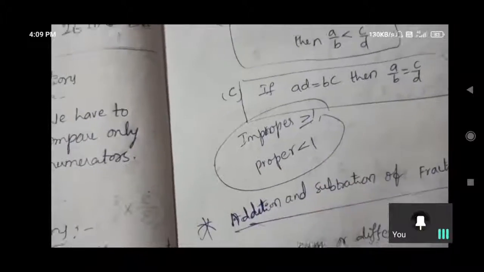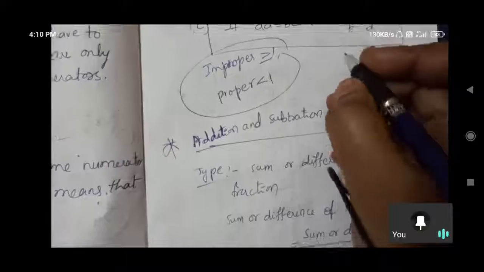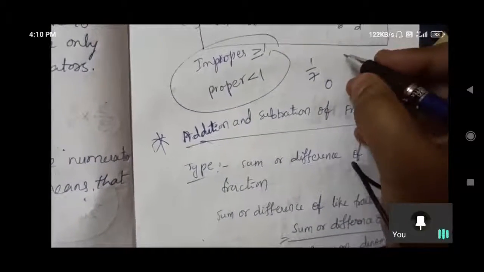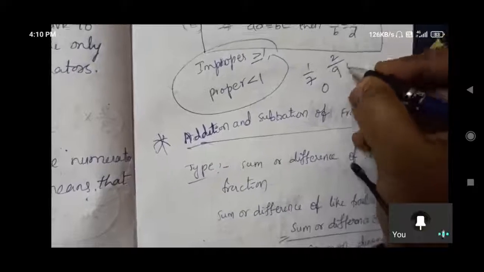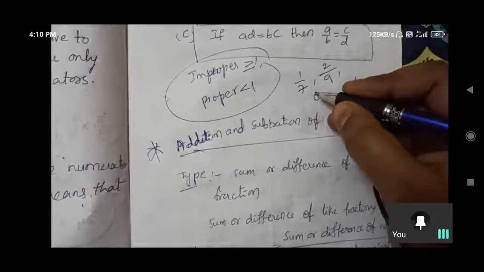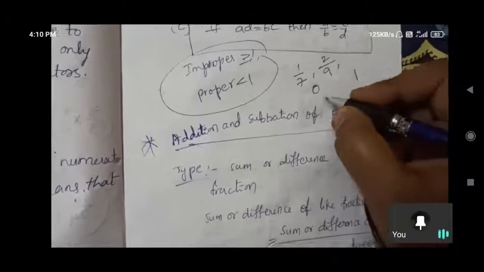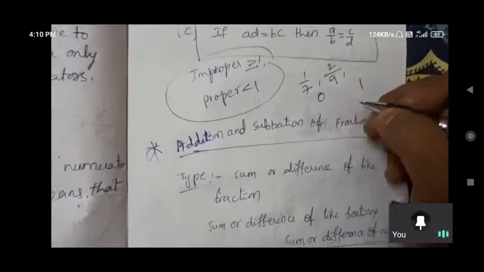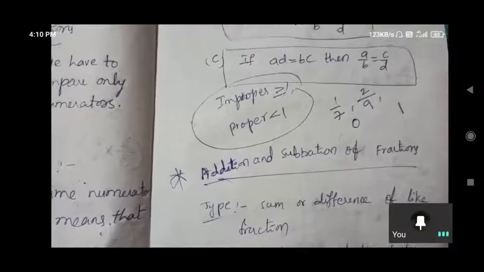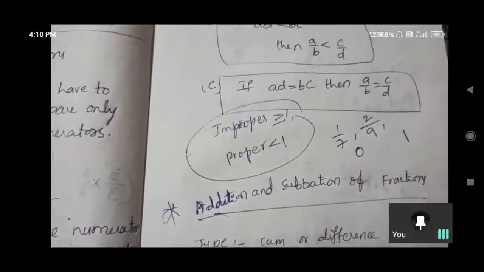So that we have discussed, 1 by 7 is a proper fraction. Yes, this is between 0 and 1. And 2 by 9, these are all proper fractions. These are less than, sorry, less than 1, between 0 and 1, like that. So proper fractions are always less than 1 and improper fractions are greater than or equal to 1.